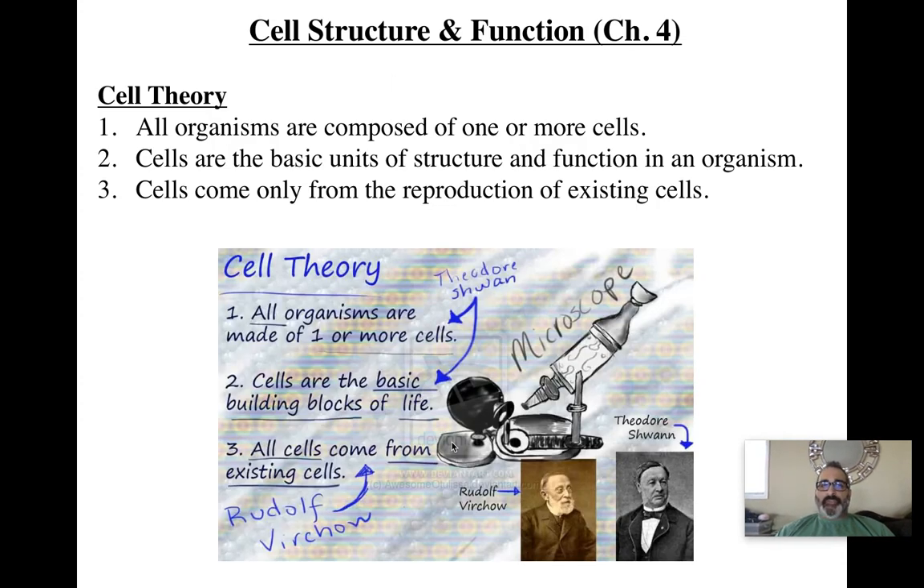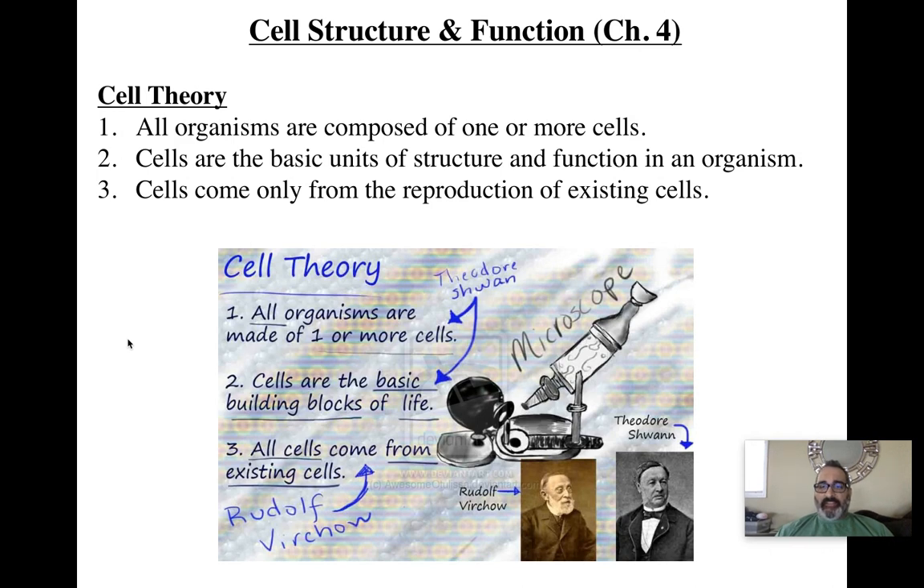This section begins with cell theory, basically. A couple gentlemen, Theodor Schwann and Rudolph over here, came up with some ideas that became what's known as cell theory. All organisms are made of one or more cells. This is a fact of what we understand life to be defined as. Life requires organisms to be made of cells. So all organisms, and organisms are living things, are made of cells.